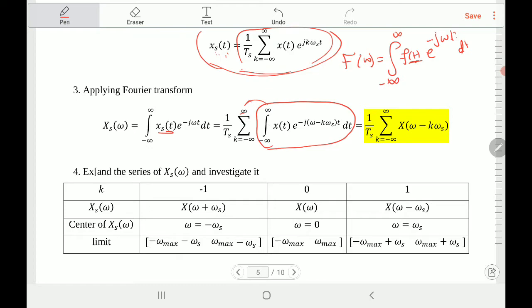Well, how did you get this one? Let's make it easy, step by step. When you multiply xs by e^(-j omega t), you know that xs, let me just take one term here.